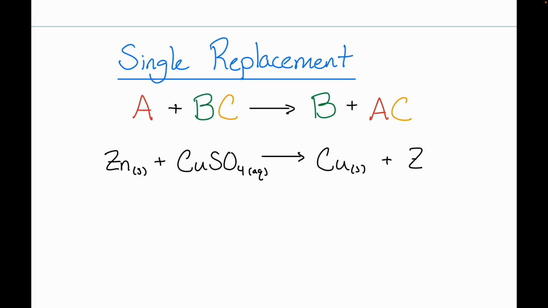Where did that zinc go? It became aqueous zinc sulfate. Okay, and just to follow our colors here, if I said that zinc was A, copper was B, and my sulfate was C, we can see that zinc and copper swap places, so now the zinc is paired up with that sulfate ion.